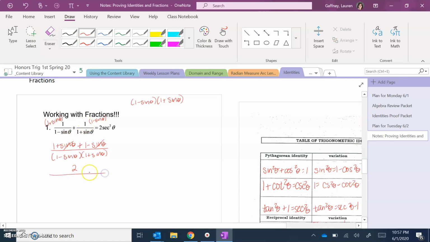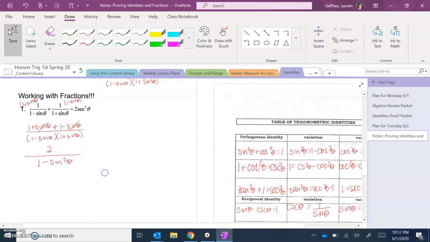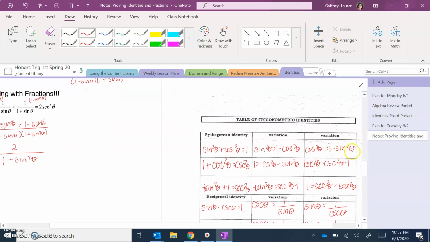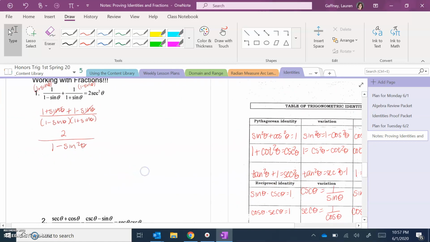Okay, now the bottom, if I FOIL that out, I'm going to get 1 plus sine theta minus sine theta, and then minus sine squared theta. So our end goal is to get 2 secant squared. So let's see, 1 minus sine squared, if you look right here, is the same as cosine squared.